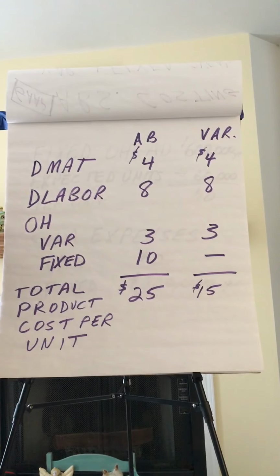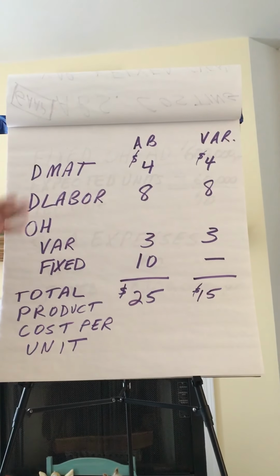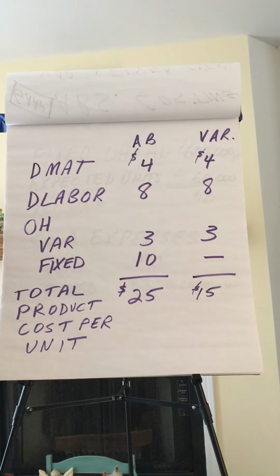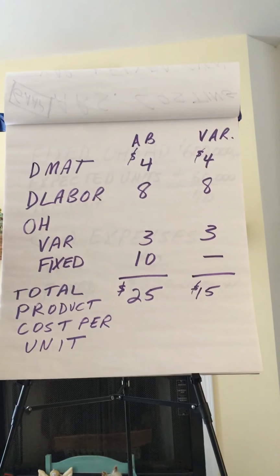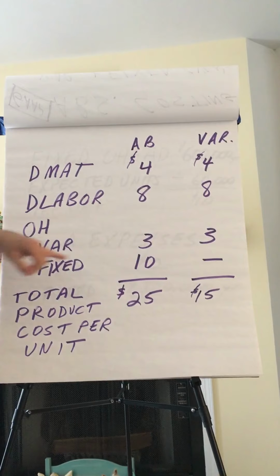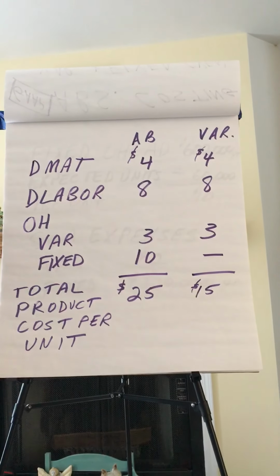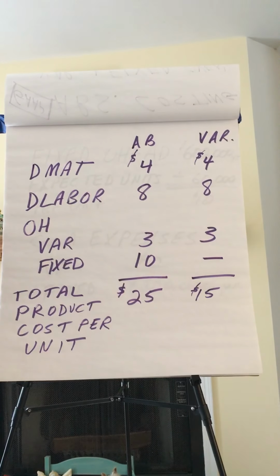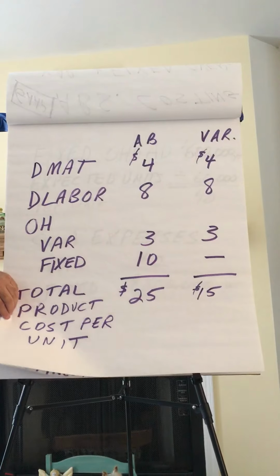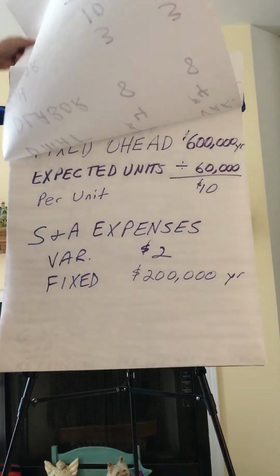And then absorption has fixed costs, in our example, of $10. They took $600,000 in overhead. That was fixed. They divided it by 60,000 units. When you divide it, you get $10 per unit. So the total per unit for absorption costing is $25, variable costing $15. Variable is always going to be lower because it's not including the fixed part of overhead.